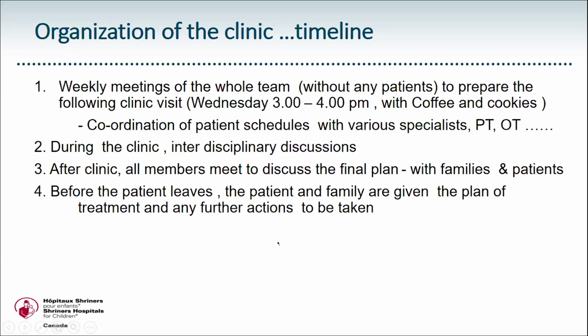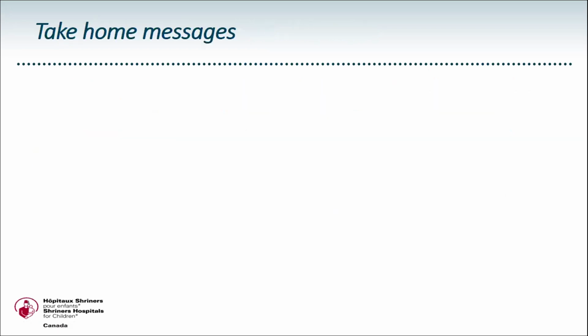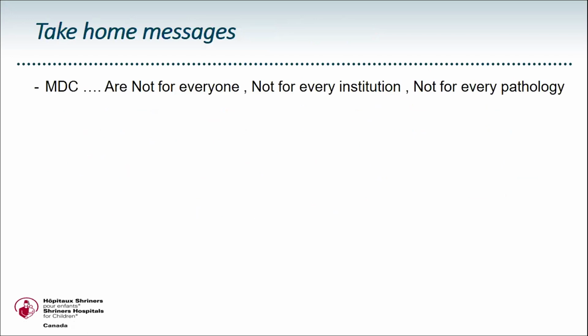For limb lengthening deformity, it will be 1 surgeon. We have 2 surgeons here. We talk to each other. The PT is here, the OT is here, the orthotist is here, the NP is here, the social worker is here, and all of us, we talk. After clinic, we discuss the final plan with the family, and before the patient leaves, the patient and the family have the final outcome and the final treatment so that they know where they are going.